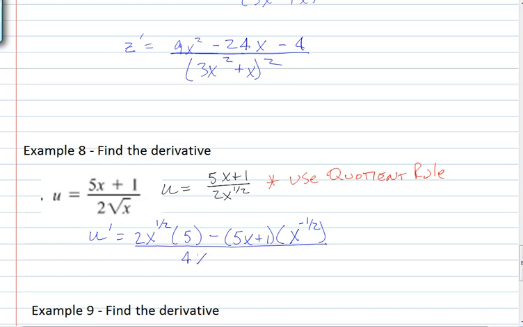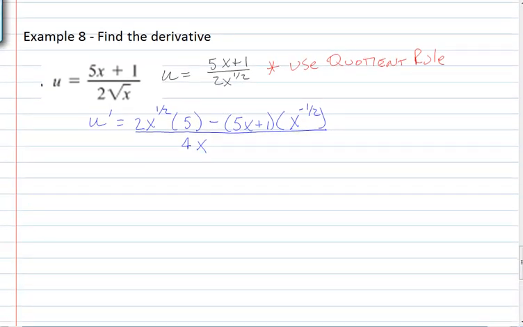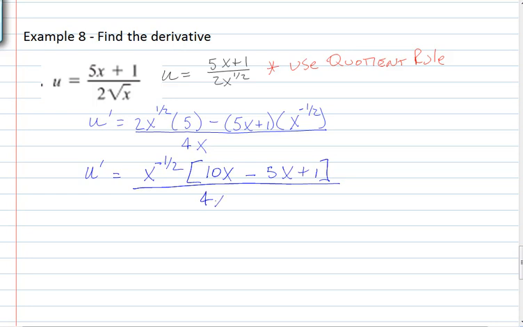So that's going to be 4x. Clean this up. Out of these two terms, I have a common factor of x to the negative 1/2. Now, if you took pre-cal, you got to practice quite a bit of this, where you pull out your common factors. I have an x to the negative 1/2 in common here. And when I factor an x to the negative 1/2 out here, I end up with 10x minus 5x plus 1 all over 4x.